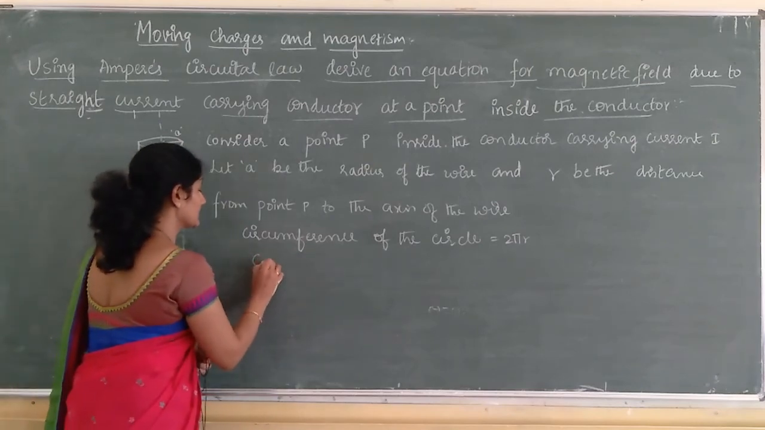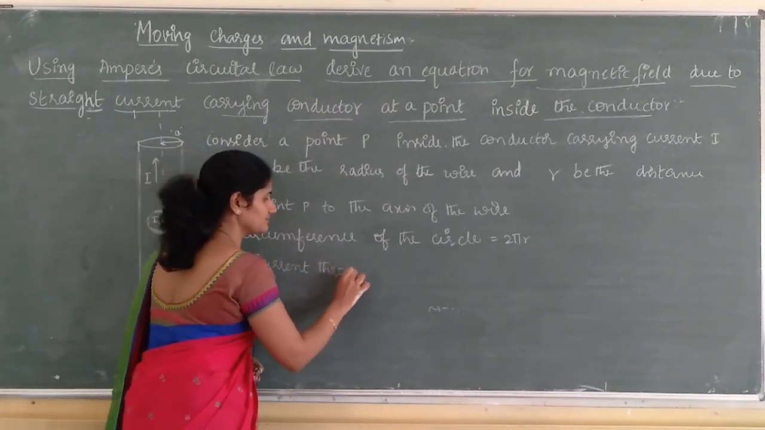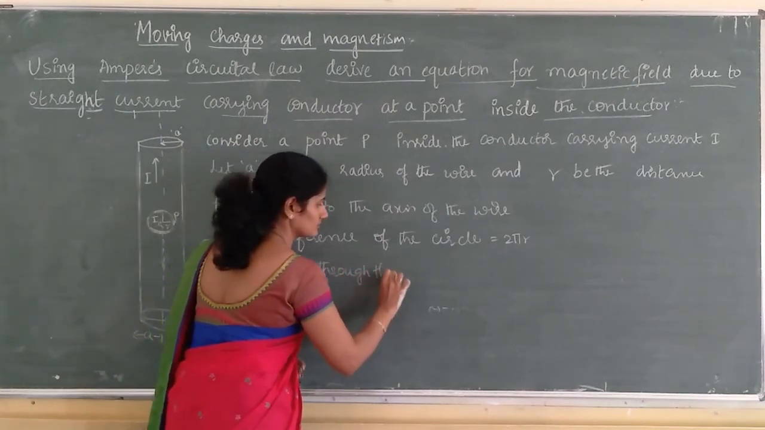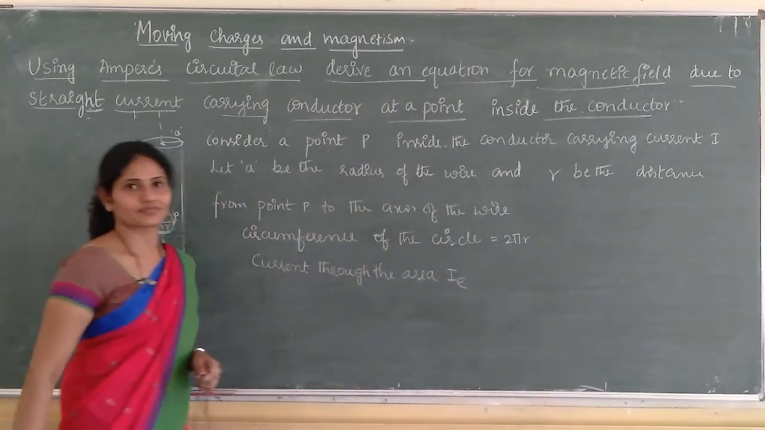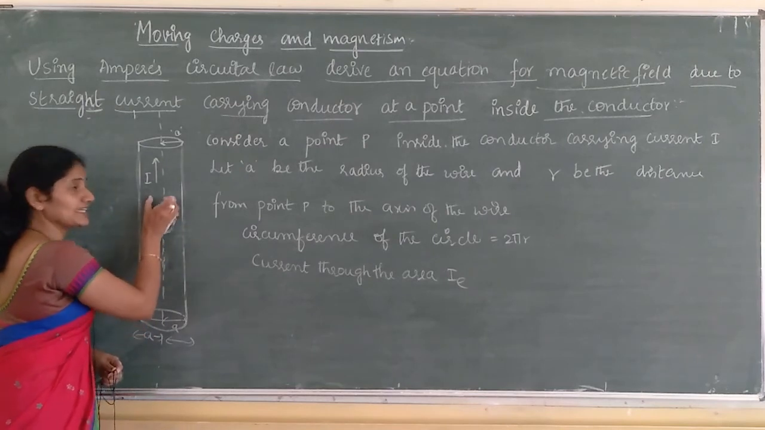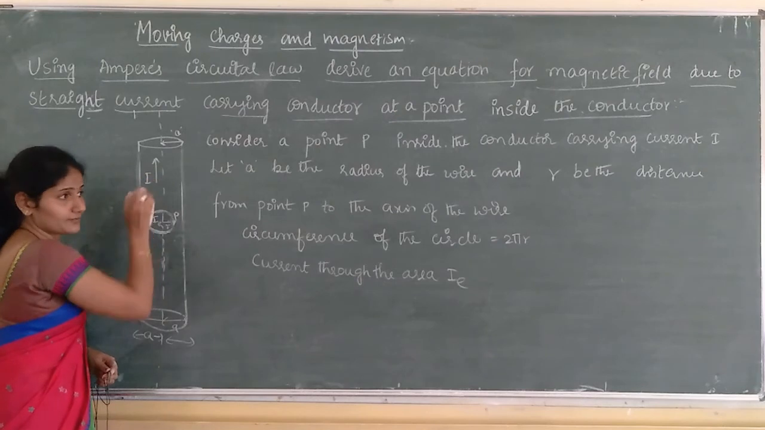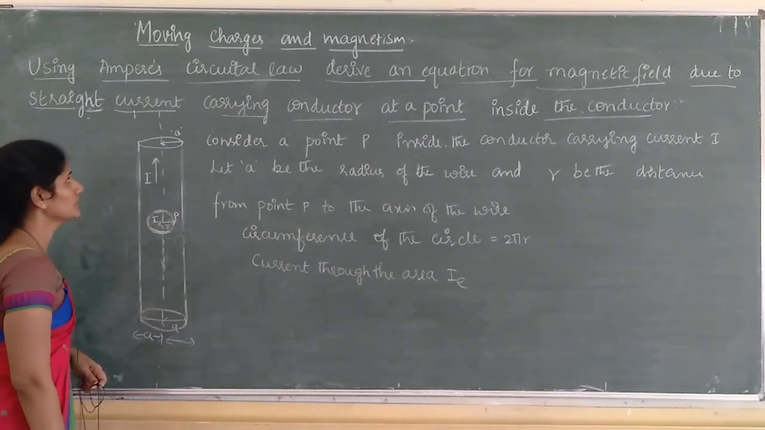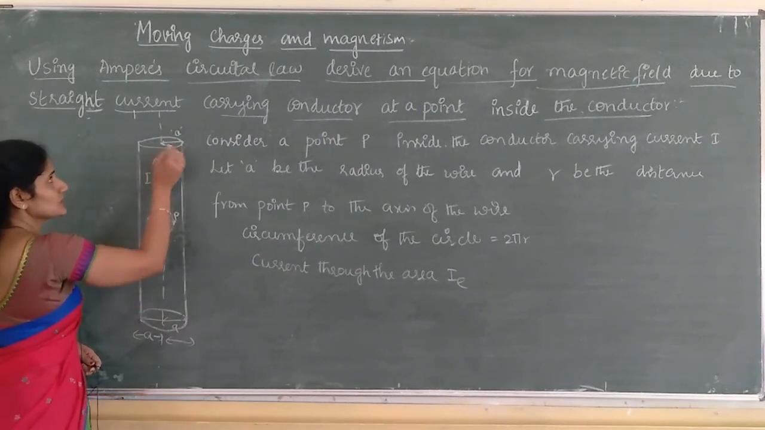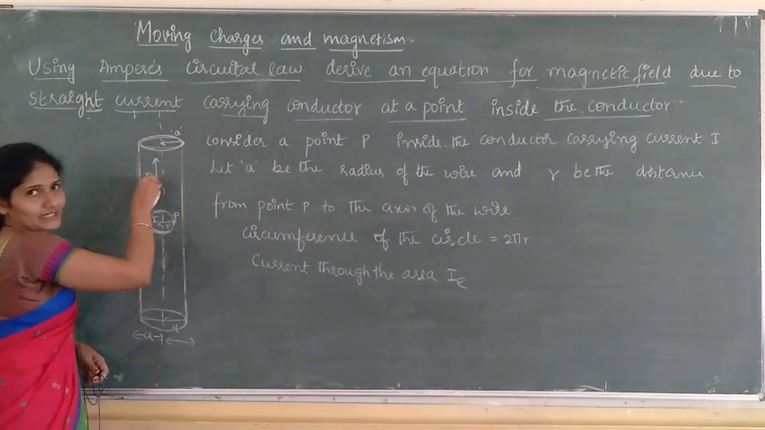Now, the current through this area is IE. This is not equal to the total current I. So, then what is IE? How do we calculate it? The current flowing through this cross sectional area is I.